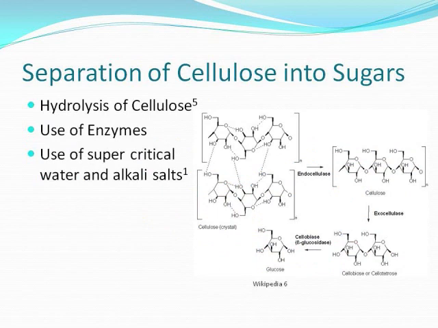In order to separate cellulose and other polysaccharides into simple sugars, a water molecule must be added to the chain to break the bonds holding the sugars together. This is called hydrolysis. Enzymes are currently used to aid in the hydrolysis of cellulose. This process of using enzymes is expensive and cannot continuously produce large quantities of simple sugars. Engineers are creating methods for the fast and efficient breakdown of cellulose using supercritical water and alkaline salts.